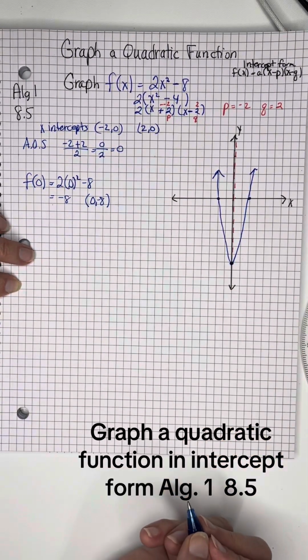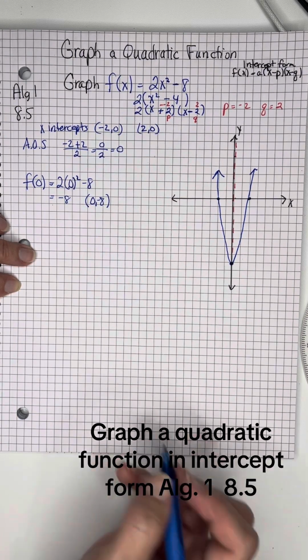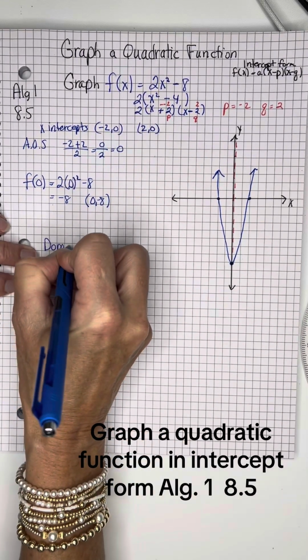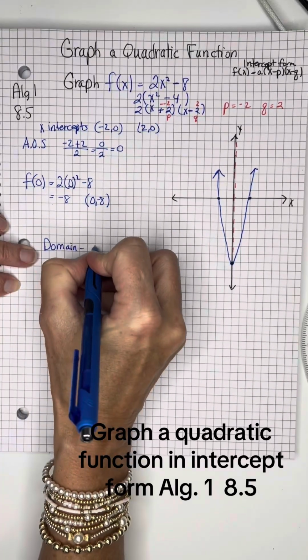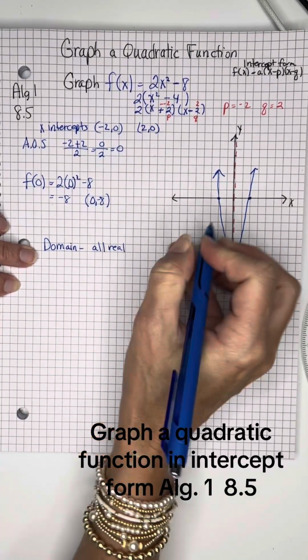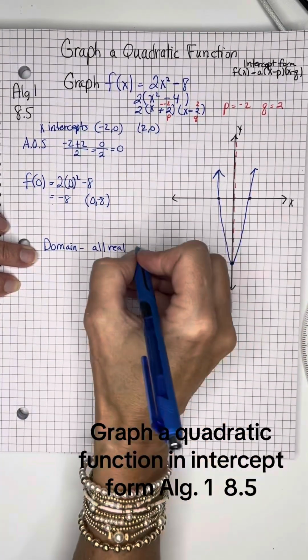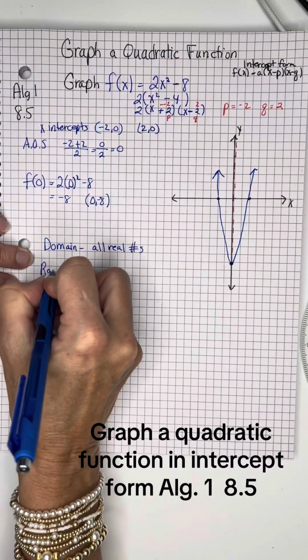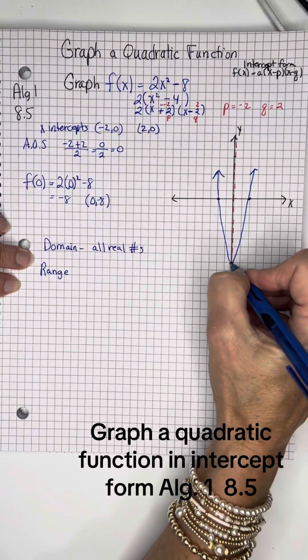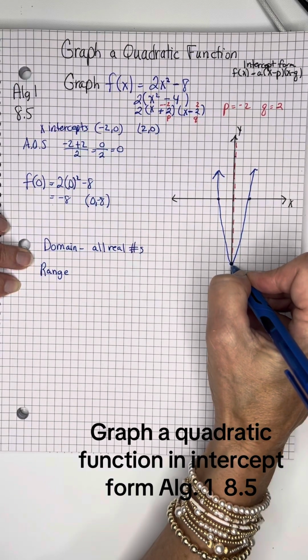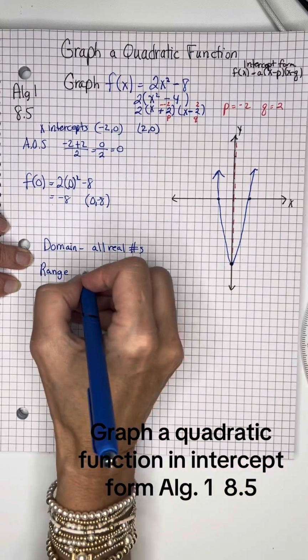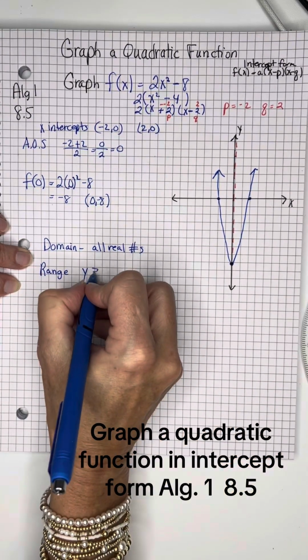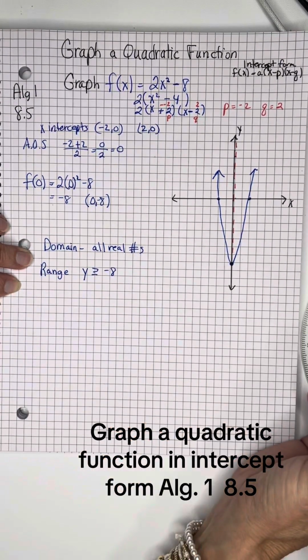Okay, the domain would be all real numbers, and I usually ask you the domain and range. All real numbers, because it could be any x since those arrows are there. And then my range is the y's. This is the lowest one that there is. This is the minimum, and that was at negative 8. So its y has to be greater than or equal to negative 8.